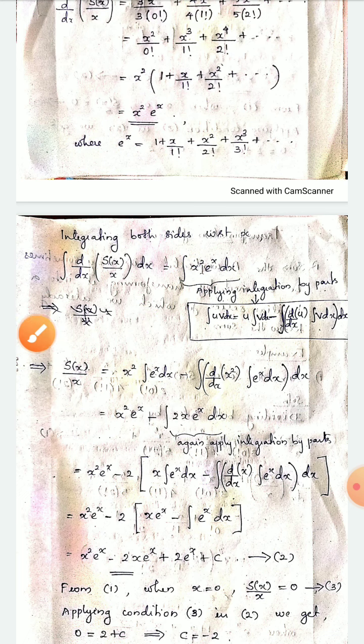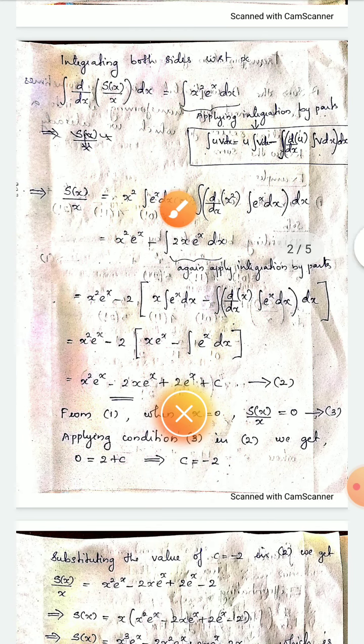So it becomes x square into integral e raised to x dx minus integral of derivative of first function, derivative of x square into integral of second, integral e raised to x dx. So x square integral e raised to x is e raised to x itself minus integral of derivative of first function d by dx of x square is 2x and integral e raised to x is e raised to x dx. So again the 2 is the constant, 2 can be taken outside the integral, and again integral x e raised to x dx, integral of product of two functions.